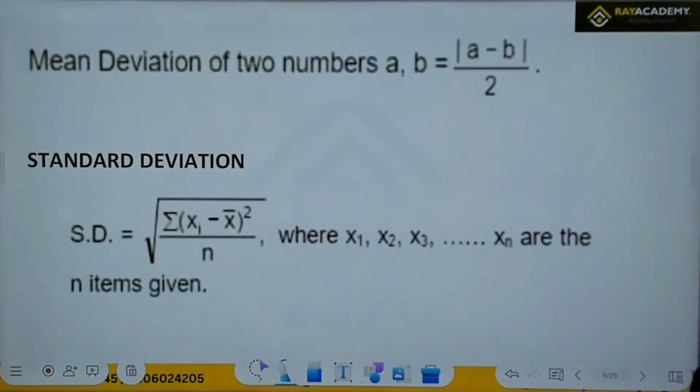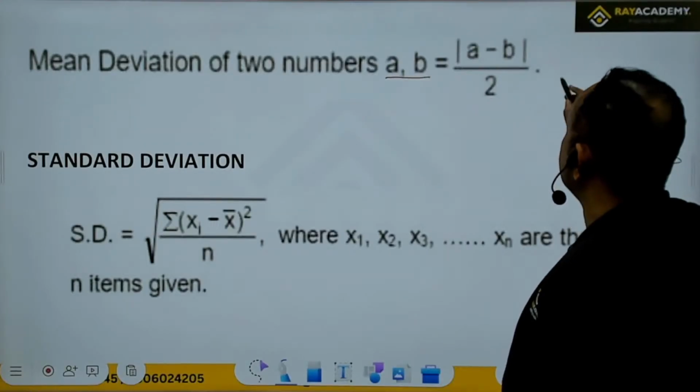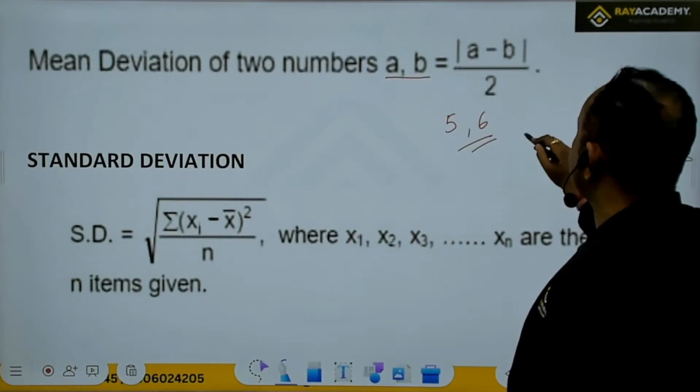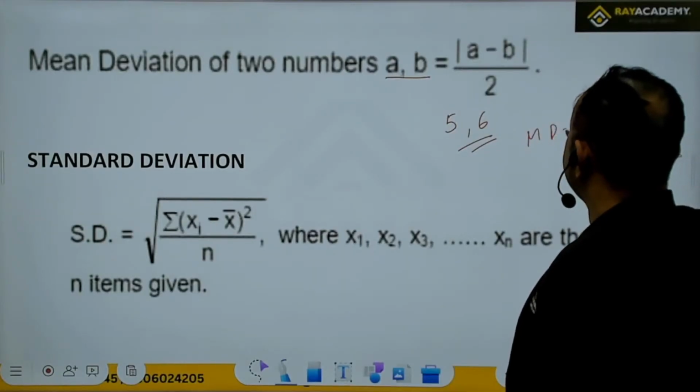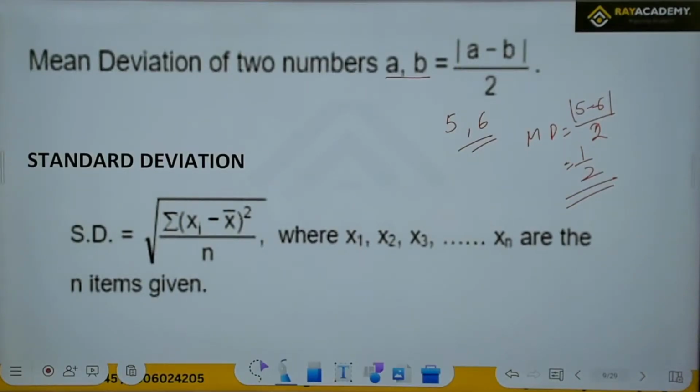Next, there are certain things you need to remember. The mean deviation of two numbers, if only two numbers are there, you do not need to calculate. You can remember this formula. Suppose 5 and 6 are my two numbers. The mean deviation MD is modulus of 5 minus 6 divided by 2, so it will be half. So the mean deviation of this data set is half. For two numbers, you can use this formula.